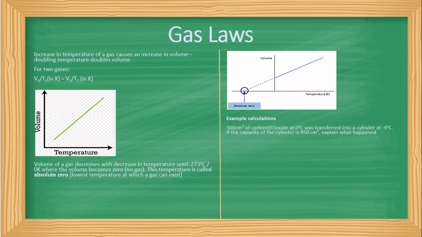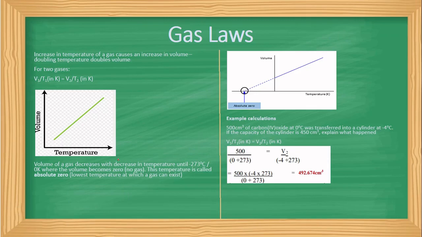And now let us look at example calculations. 500 centimeter cubic of carbon 4 oxide at 0 degrees Celsius was transferred into a cylinder at negative 4 degrees Celsius. If the capacity of the cylinder is 450 centimeter cubic, explain what happens. These are the kind of questions you will find. You will be told to explain what happens. So you do your calculations, and the formula here is V1 over T1 is equal to V2 over T2.